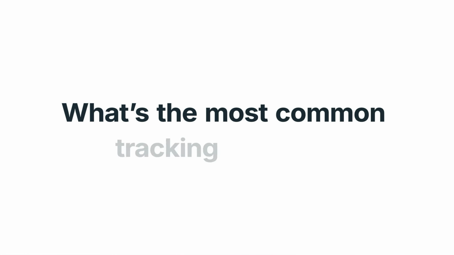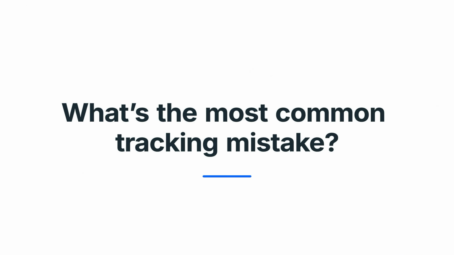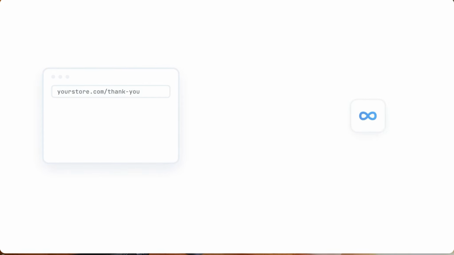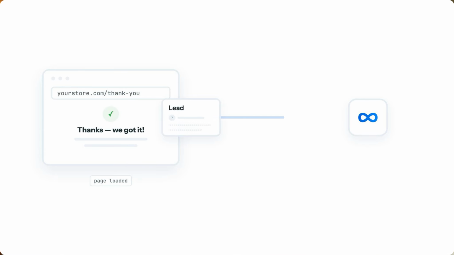So here's the single biggest mistake that we sometimes see. People tracking the page instead of the action. Loads of people track a conversion by watching for a page load. So when someone reaches my thank you page, count it as a lead. It works, but it's the weakest possible way to do it because at the moment that page loads, you actually have no idea who the person even is. So you hand Facebook a conversion with almost no signals attached to it. It scores like a 6 out of 10.